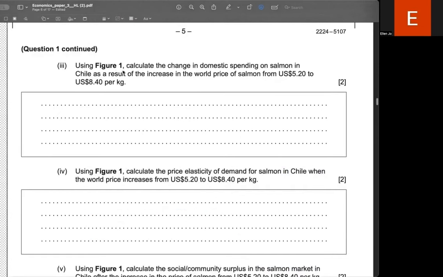Question 3. Using figure 1, calculate the change in domestic spending on salmon in Chile as a result of the increase in the world price of salmon from 520 to 840.